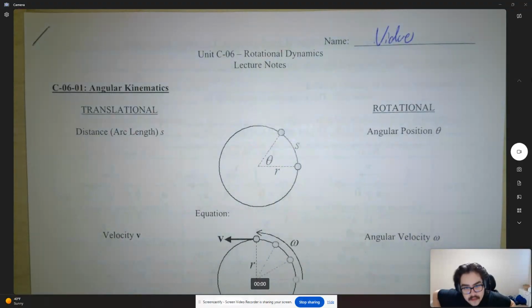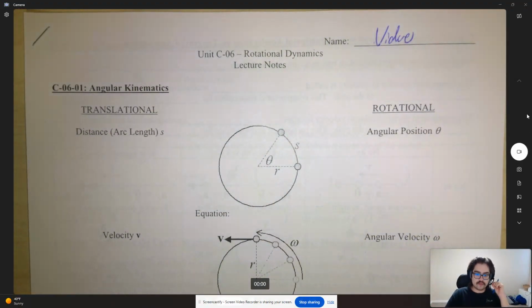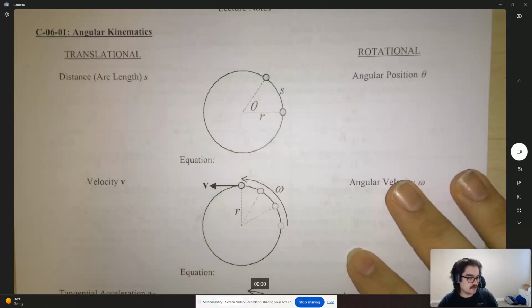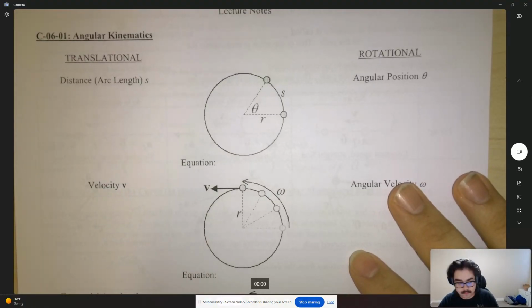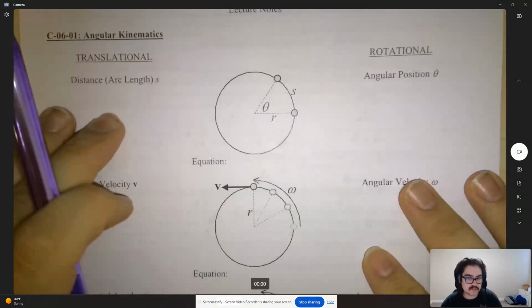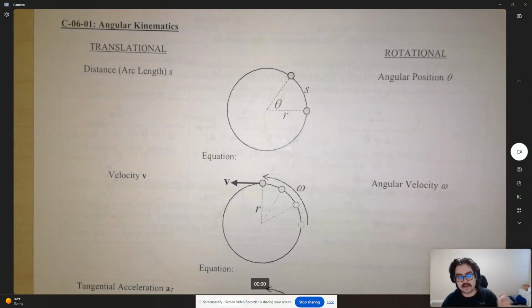This first part is pretty much all review. Going to go really, really quickly through it. So let's take a look at it. You learned last year in Physics 1 about angular kinematics. You learned how we have translational versions of the quantities and then rotational versions of quantities, and we can learn how to relate those ones.